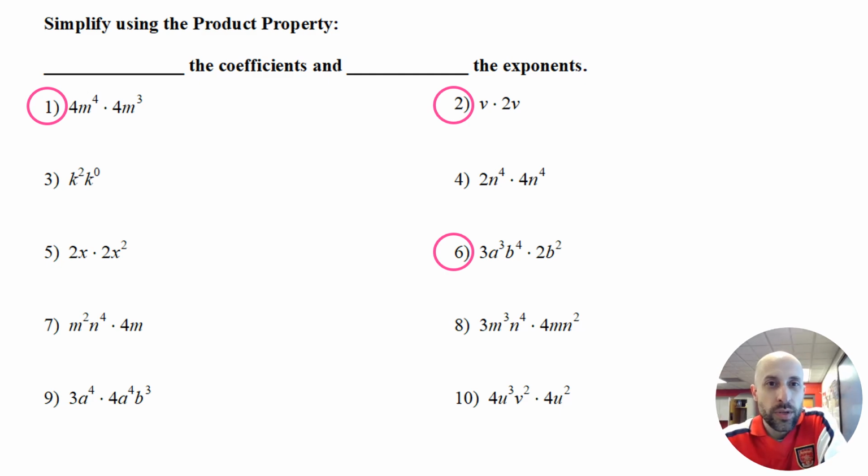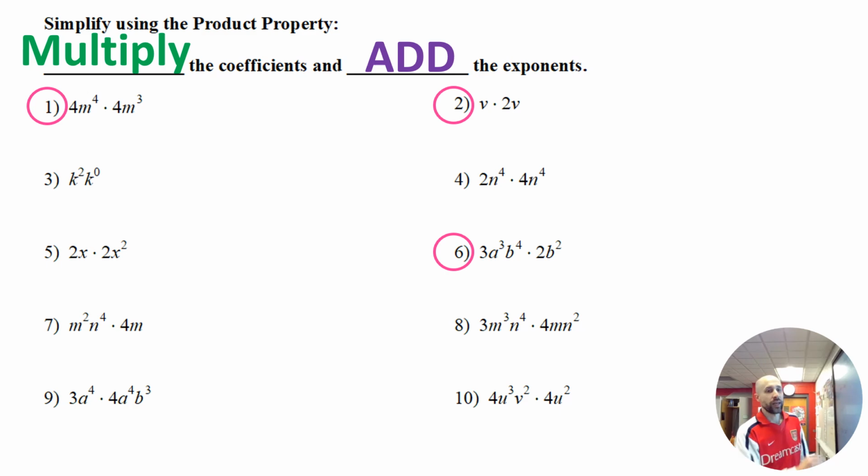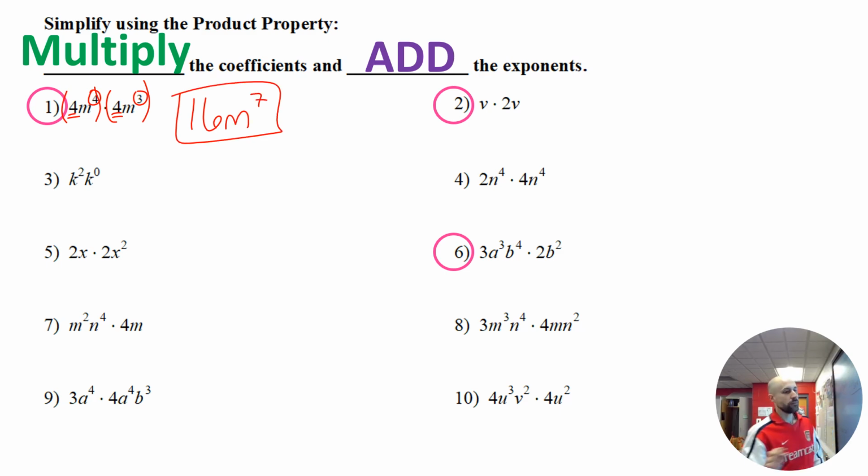In this video, we are going to cover three exponent properties, the first of which we have actually already been using to multiply polynomials, and that is the product property. The product property says we multiply the coefficients and we add the exponents. So in that first example, number 1, we have two monomials being multiplied together, and we treat this as we have been. Multiply the coefficients to get 16 and add the exponents. So m to the 7th, and that's it.